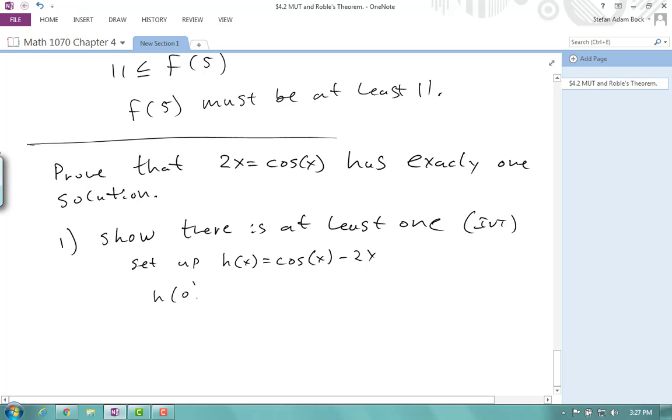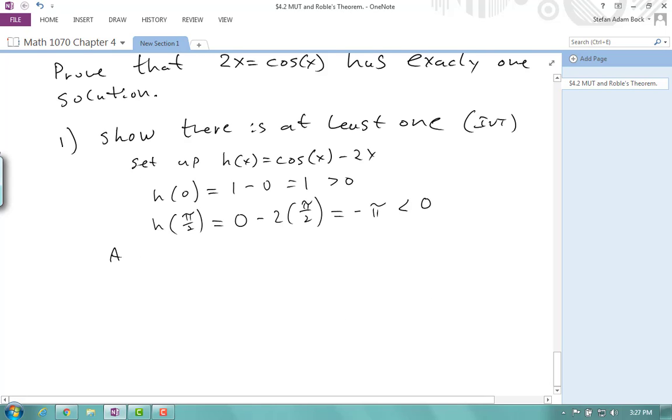Let's try h of 0. This is equal to 1 minus 0. Okay, that's 1. That's positive. If I try, what's easy to calculate? Pi over 2, maybe? At pi over 2, cosine will be 0. Doesn't get much easier than that. Cosine of pi over 2 is 0, minus 2 times pi over 2. That's equal to negative pi. That is definitely less than 0. So according to the IVT, h of x has at least one solution in (0, pi over 2).